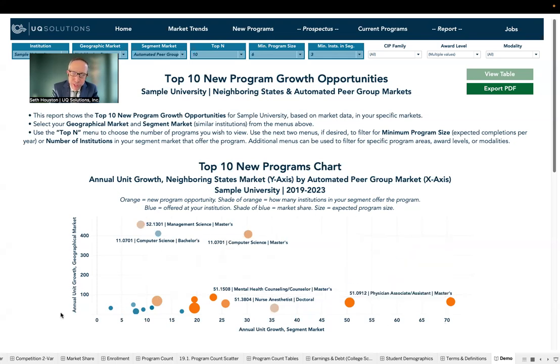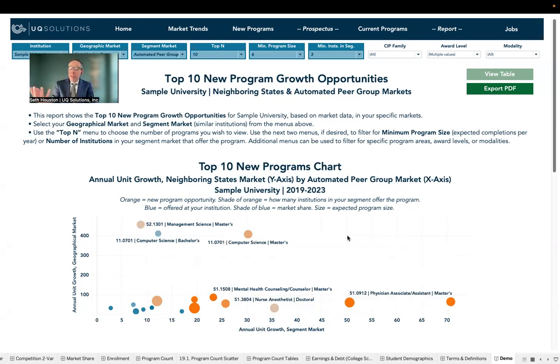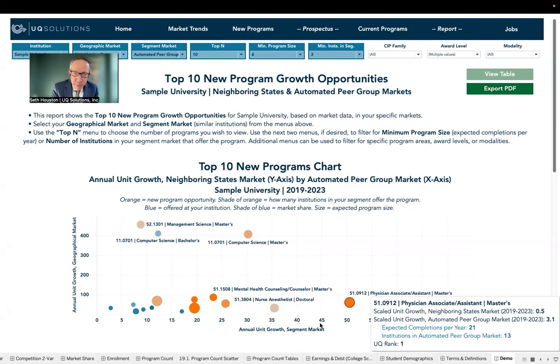We map growth for schools like yours, your peer group market, your segment market. Here on the x-axis, these programs are going well for schools like this sample university here. The ones that are going to be good ideas to look at further are growing in both of these markets, so they're here in this upper right-hand quadrant.